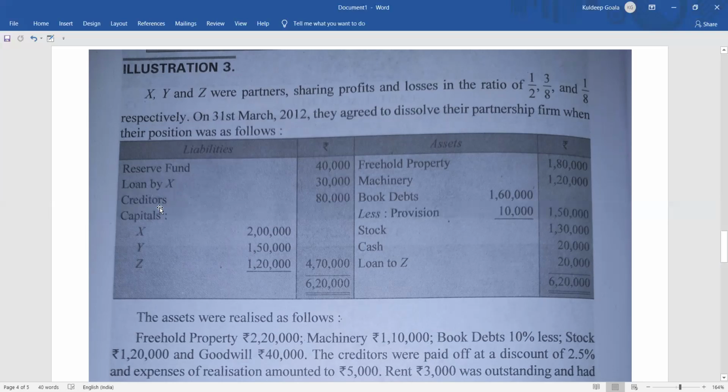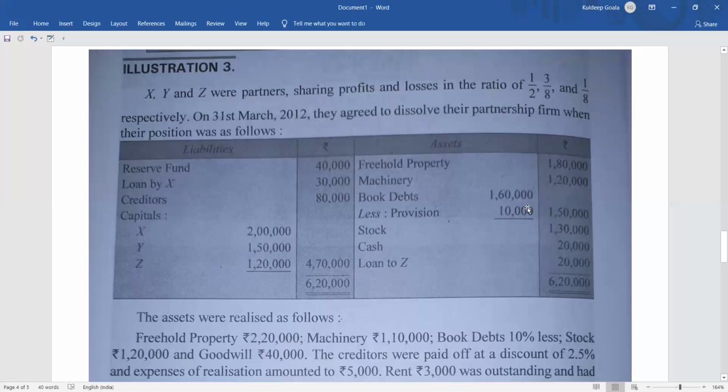So then coming to the next one, creditor is 80,000. Capital X, Y, and Z, you are having 2 lakh, 1,50,000, and 1,20,000 respectively. And the asset side, we have freehold premises, machinery, book debt, that is the debtors. Book debt means the debtors, 1,60,000. Provision was 10,000.